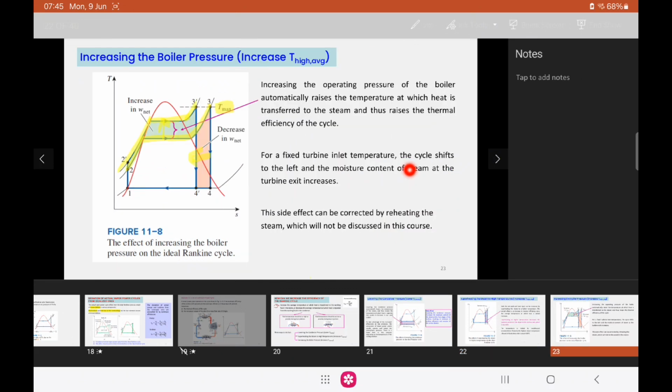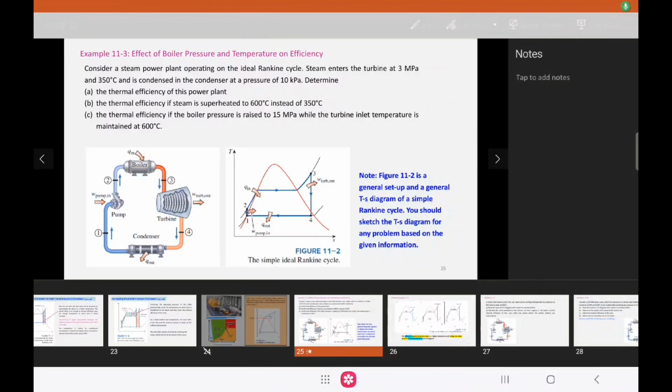Let's do an example to show how we can actually put this into application. Look at example 11.3, where we investigate the effect of boiler pressure and temperature on efficiency. The way to work on this example is not much different from the one that we did before. So on the calculation part, please do it on your own. I'm just going to explain what is happening here.